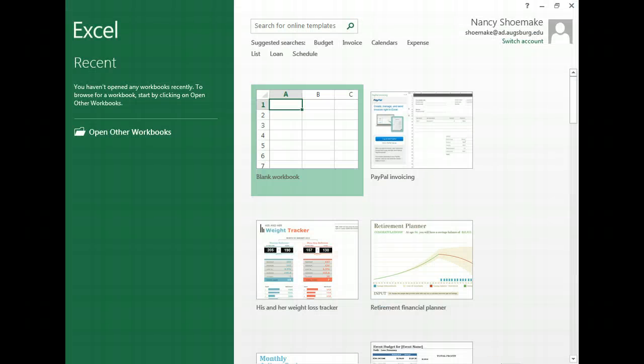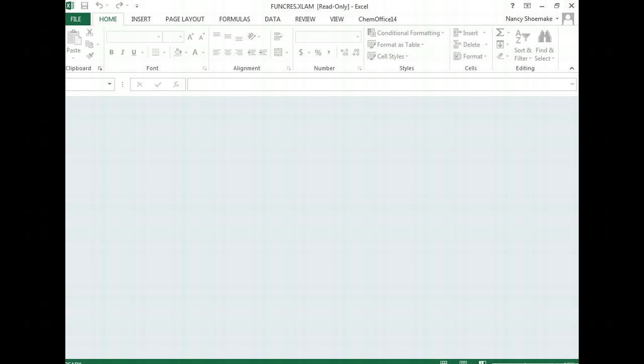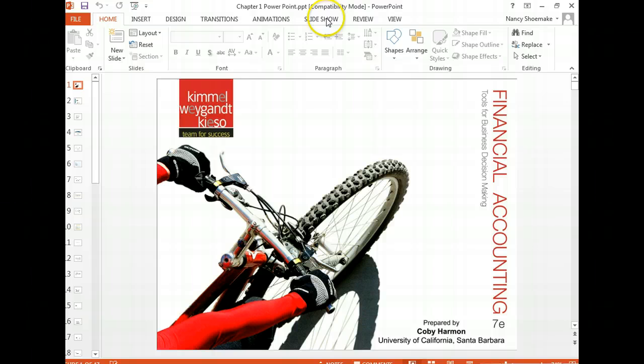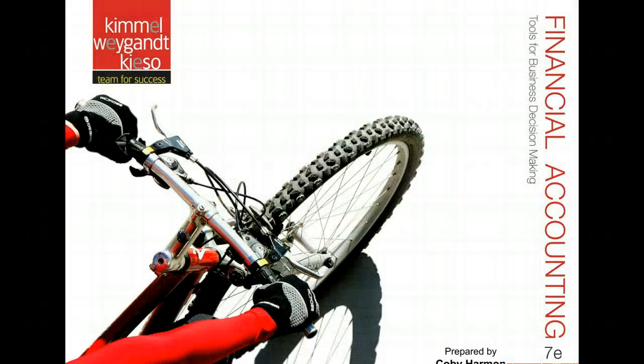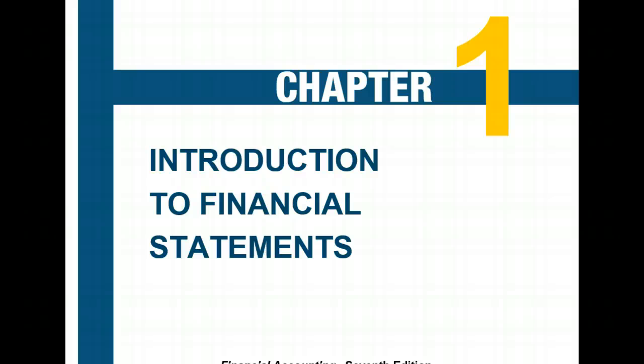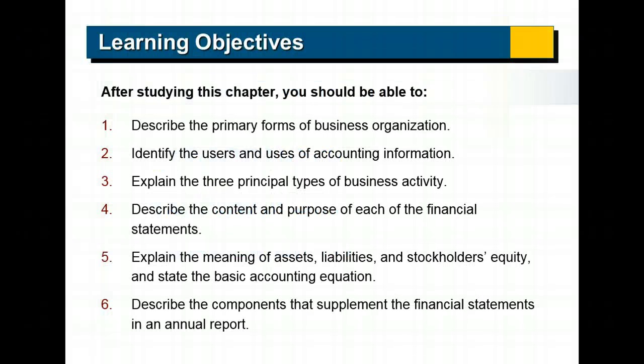Okay, so guys, we are going to start with the PowerPoint for Chapter 1. Now, how many of you guys have been in a business and been aware of the transactions that can happen in a business? So we're going to really go into detail from the start of various financial transactions and how we record them and communicate that information to users.